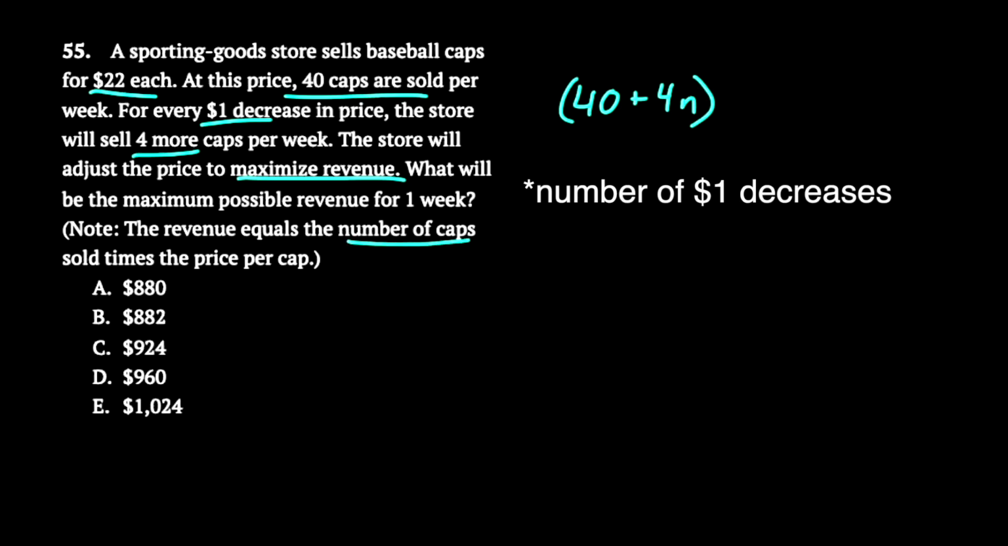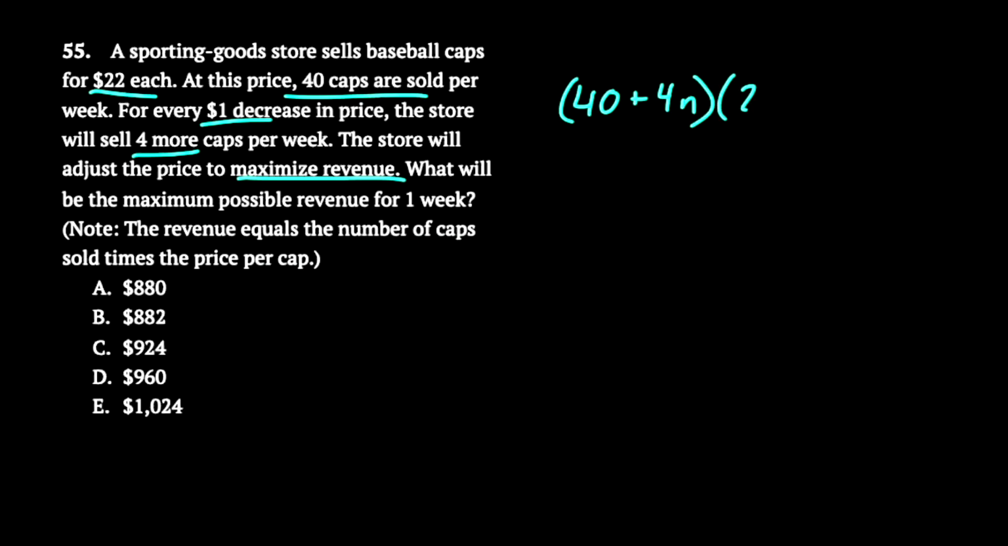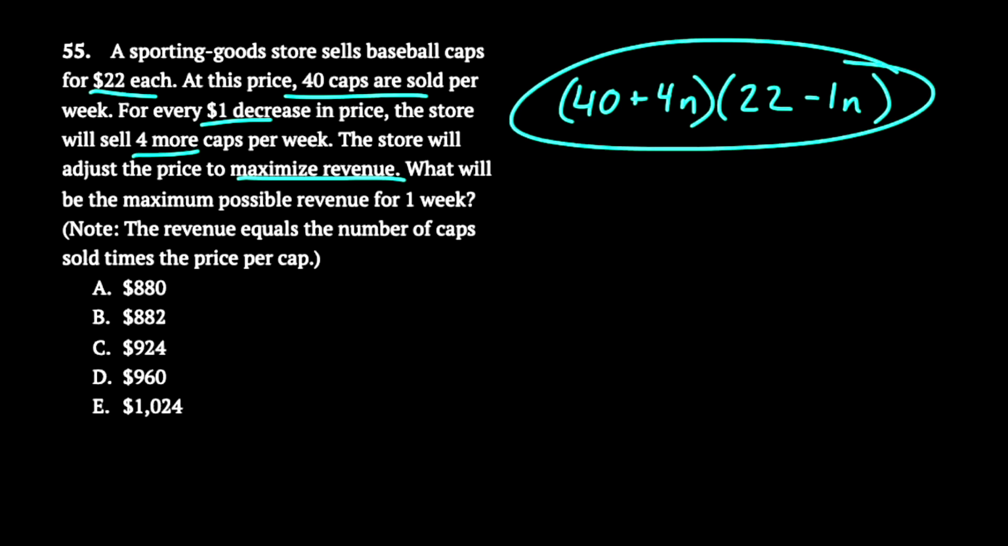So we have the number of caps, and then it says sold times price per cap. All right, so the price starts out at $22 each, so I'm going to put a 22 here, but then that's changing by $1. It's decreasing, so I'm going to subtract 1n. All right, now this just gives us the quadratic. What we're actually looking for is the maximum.